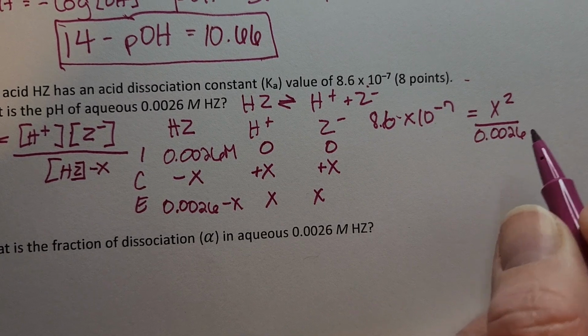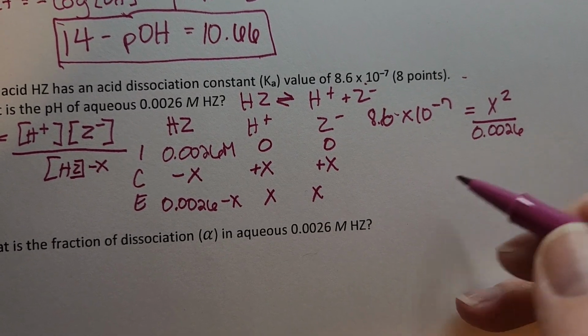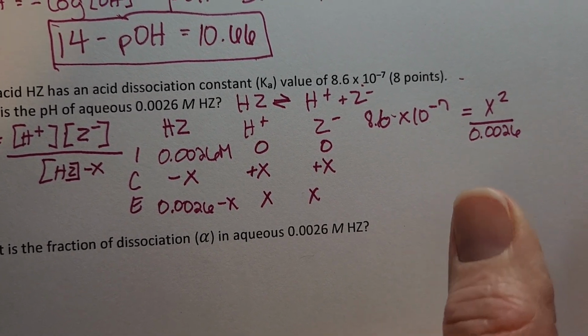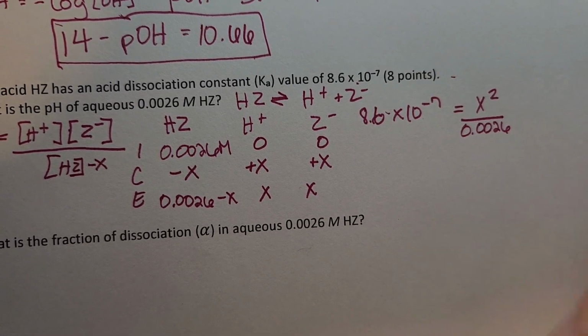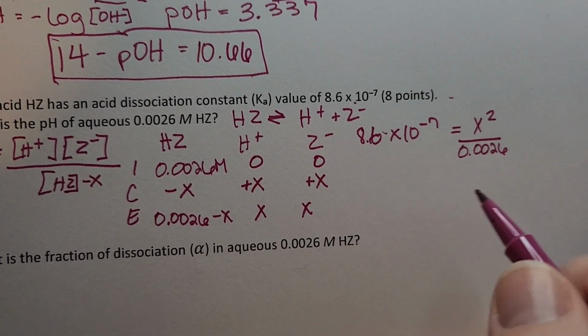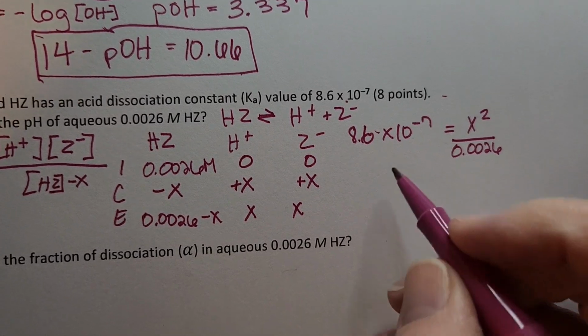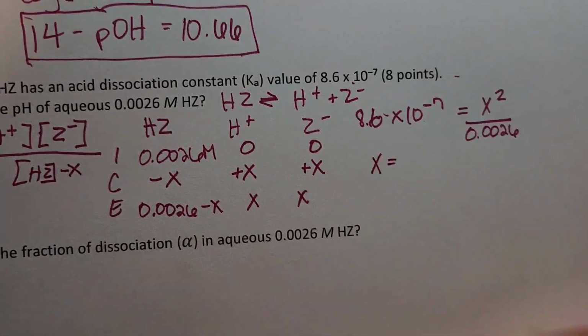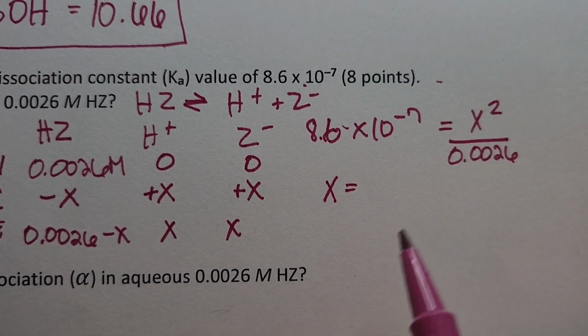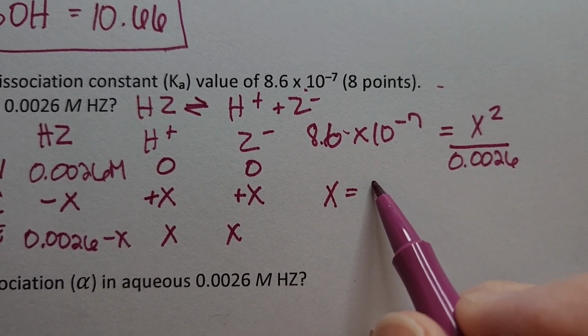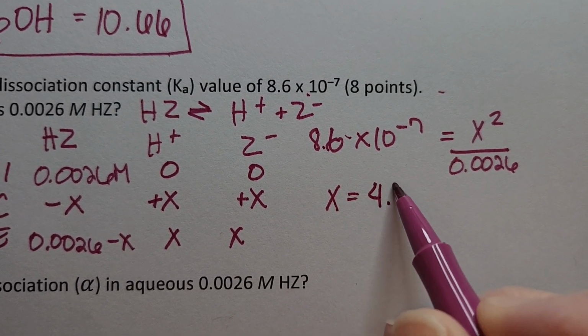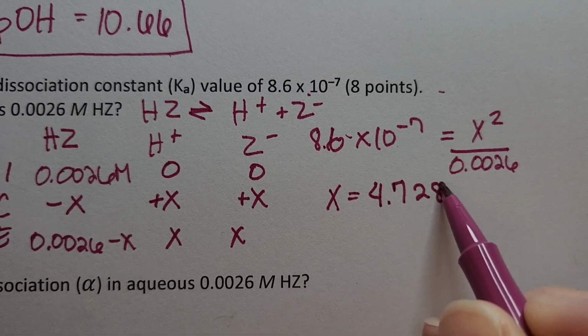It's easier if you actually do all your algebra to get the x alone before you sub in the numbers. But we're just going to go for it because I've already written it down. Alright, so I plugged those numbers into my calculator and I got an x value of 4.7286.